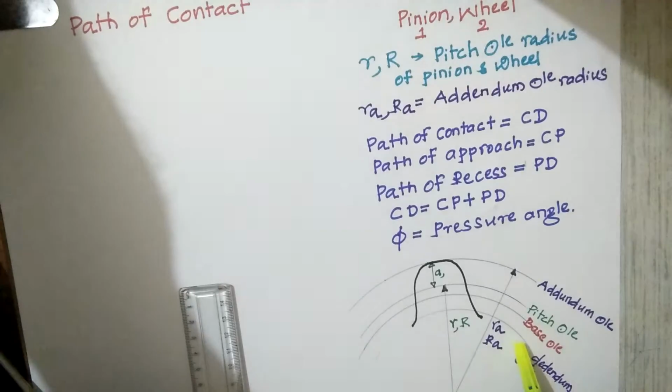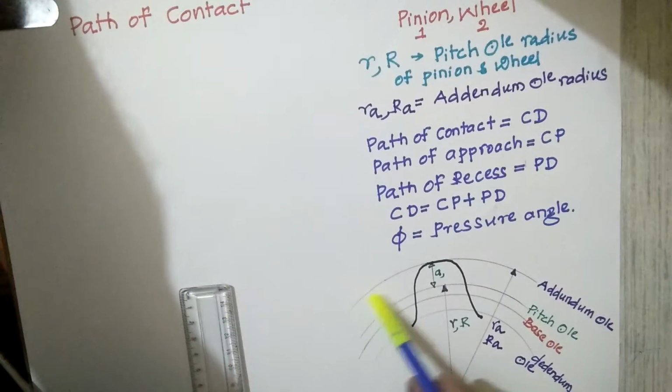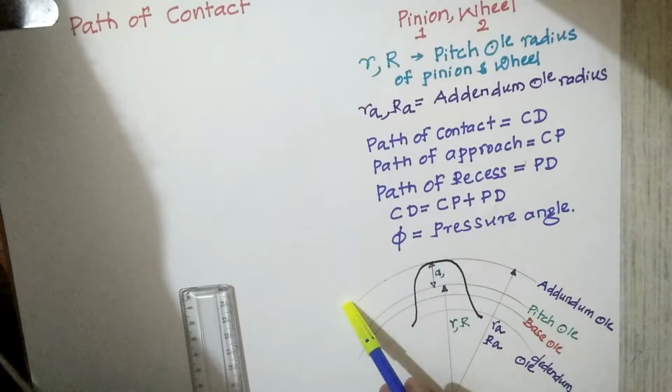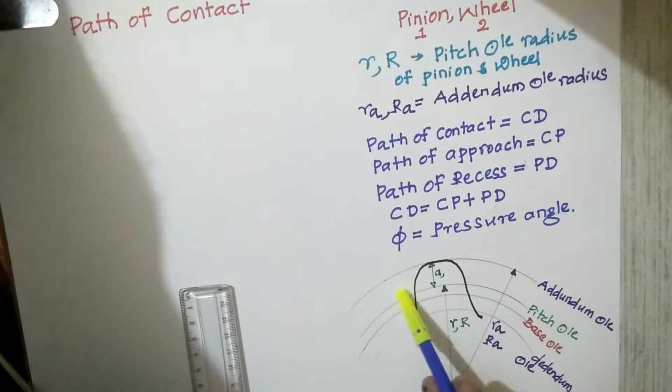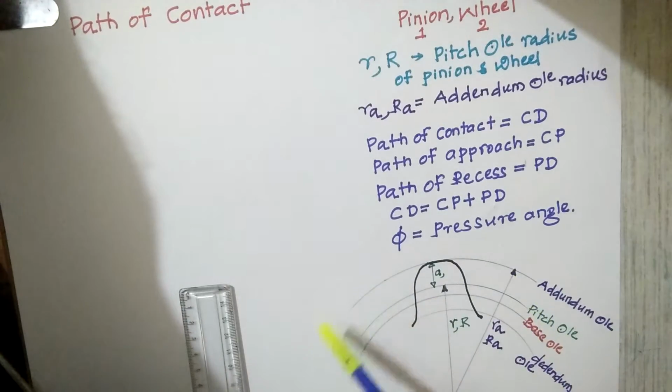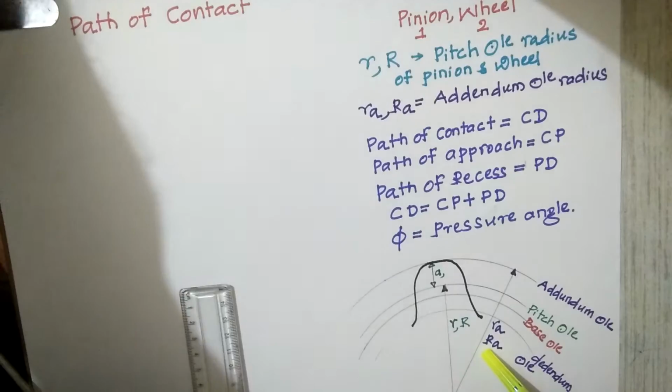Here, the base circle comes below the pitch circle. Then one more circle, the addendum circle, comes at the top. Its radius, the addendum radius, is small ra and capital Ra. Then at the bottom one more circle, the dedendum circle. In total I have taken 4 circles with respect to one tooth.